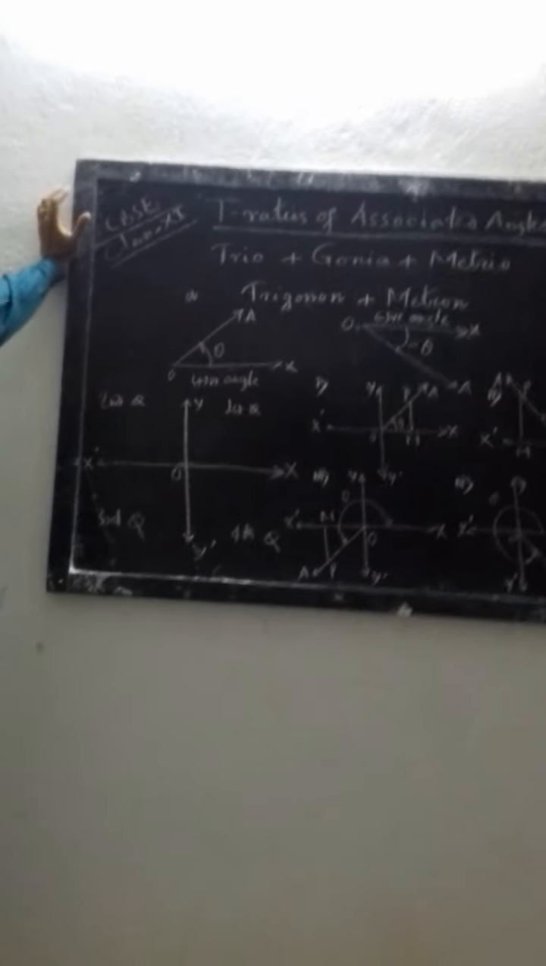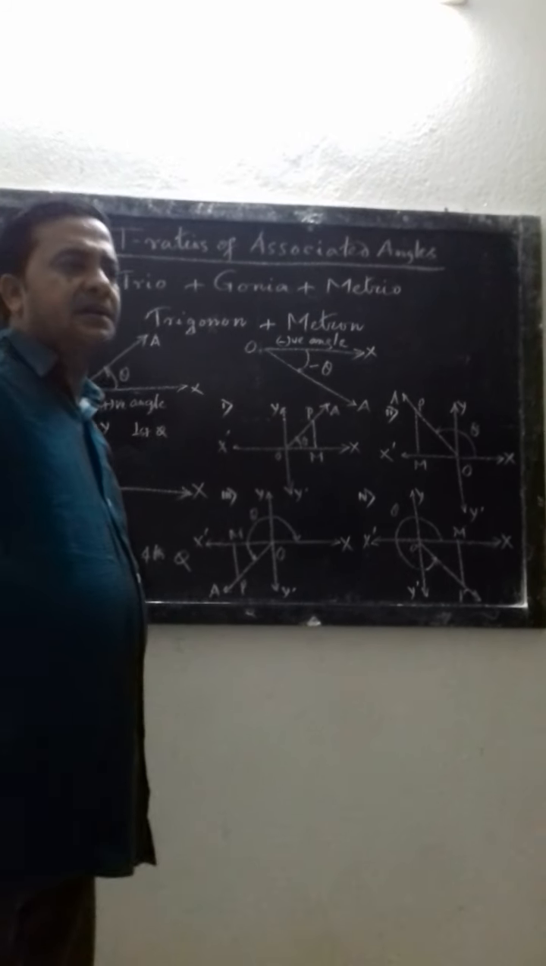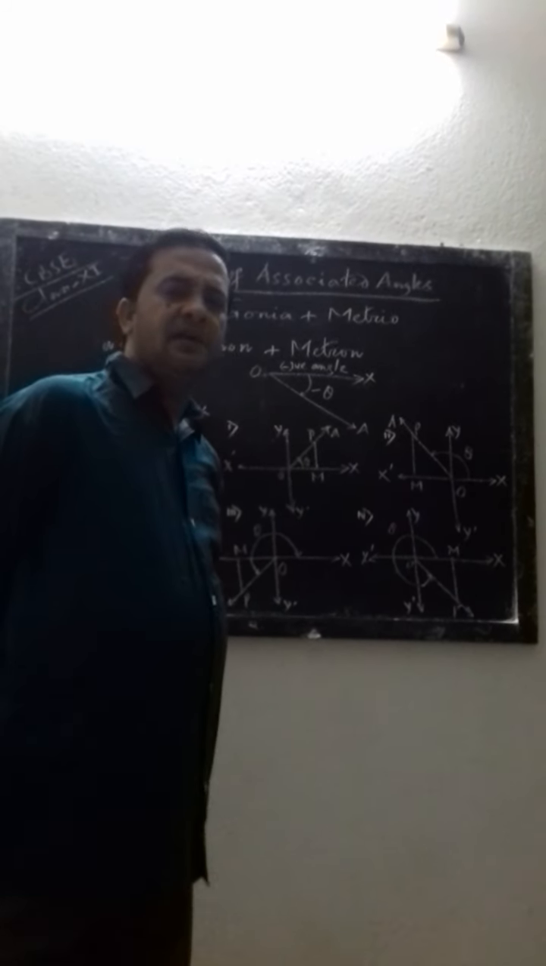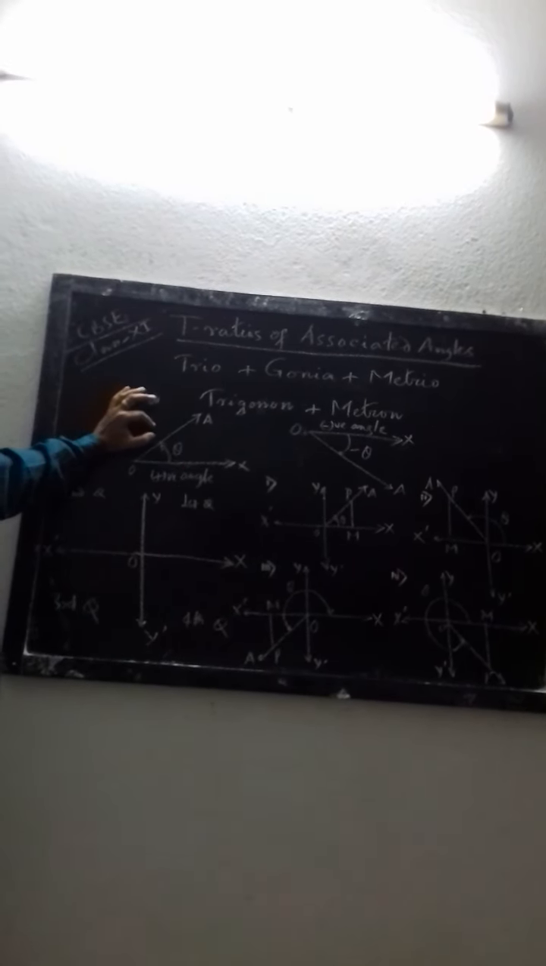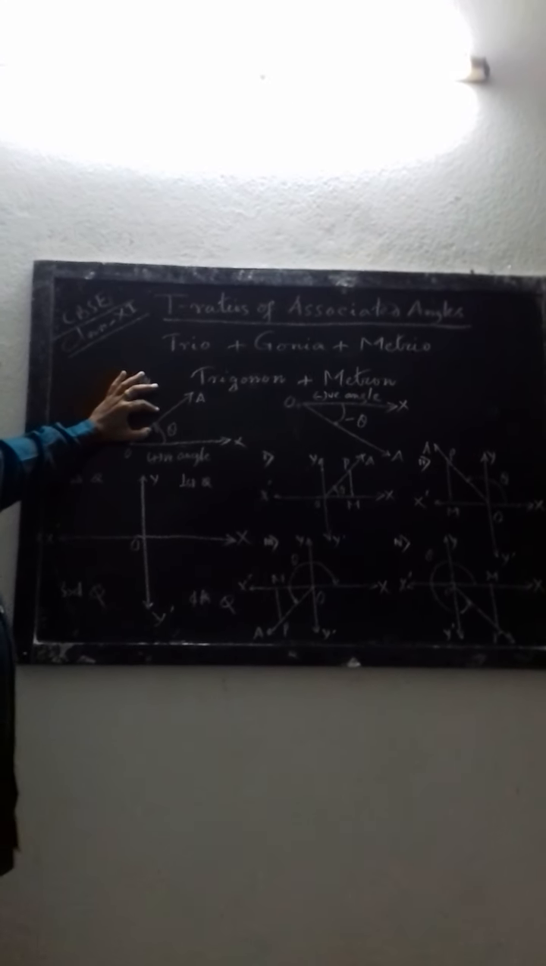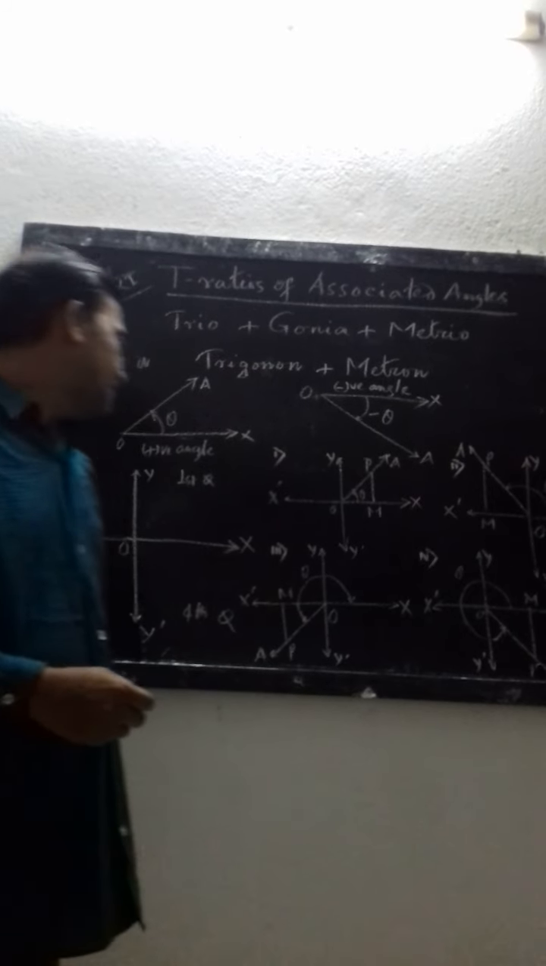Now we have to know what is the difference between geometric angle and trigonometric angle. Number one, geometric angle is always positive, but trigonometric angle is positive as well as negative. What do we mean by a positive angle? Positive angle means OX is the initial line. The line OX rotates through an angle theta in the anti-clockwise direction. So in this case, theta is a positive angle. In brief, we can say that anti-clockwise angle is a positive angle.